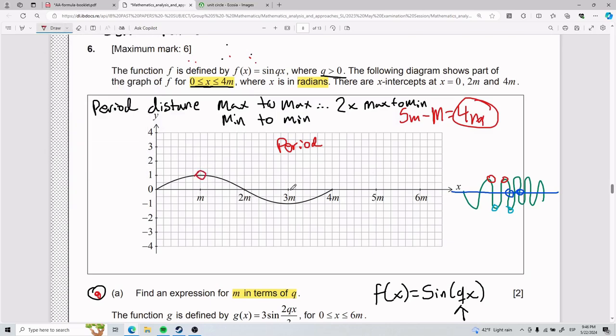So if you think about from max to min, this distance is 3m minus m, it's 2m. But this times 2, you know for a fact has to give you the other max. So 2m times 2 gives you 4m. Okay, so that is another way to find the period. You take the distance from the max to a min and multiply it by 2.